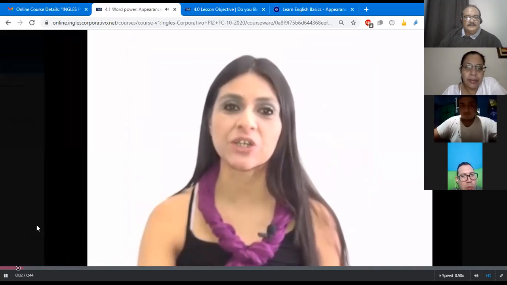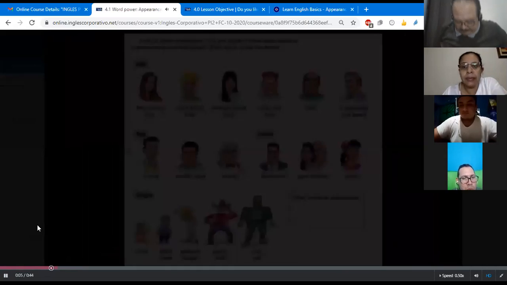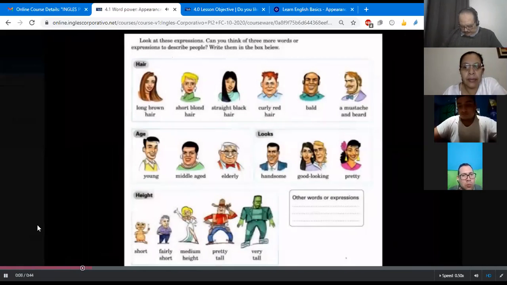Section 9. In this section, you will learn vocabulary to describe people. Look at the following pictures and repeat the adjectives of appearance after me. Hair. Long brown hair. Short blonde hair. Straight black hair. Curly red hair. Bald. A mustache and a beard. Age. Young. Middle-aged. Elderly. Looks. Handsome, good-looking, pretty. Height. Short, fairly short, medium height, pretty tall, very tall.